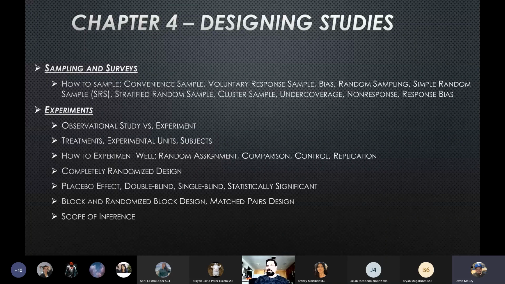We talked about how to experiment well. We need to use random assignment, comparison, control, and replication. Those 4 things are all part of a well-designed experiment.